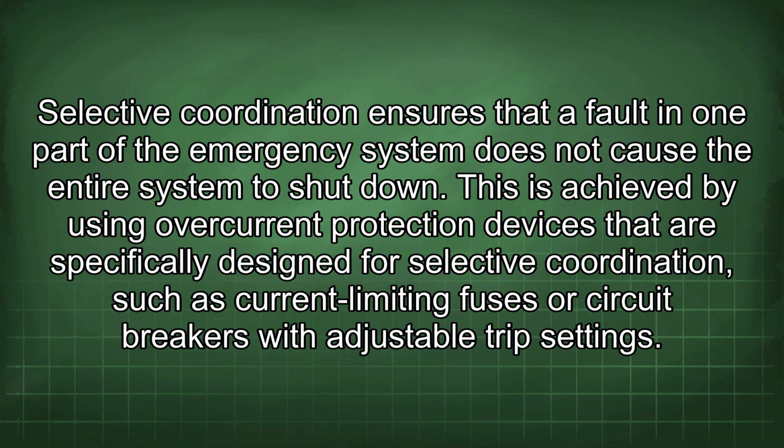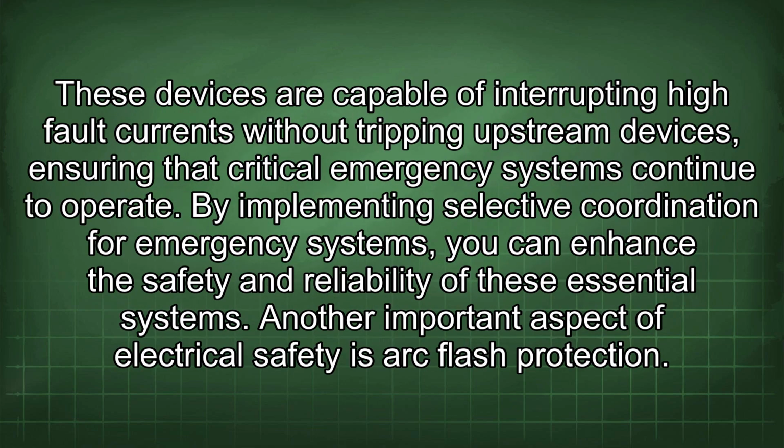This is achieved by using overcurrent protection devices that are specifically designed for selective coordination, such as current-limiting fuses or circuit breakers with adjustable trip settings. These devices are capable of interrupting high fault currents without tripping upstream devices, ensuring that critical emergency systems continue to operate. By implementing selective coordination for emergency systems, you can enhance the safety and reliability of these essential systems.